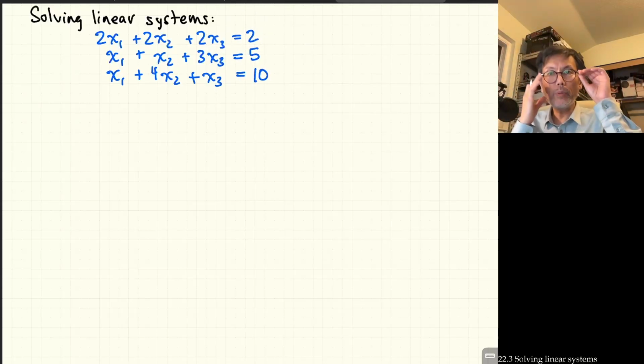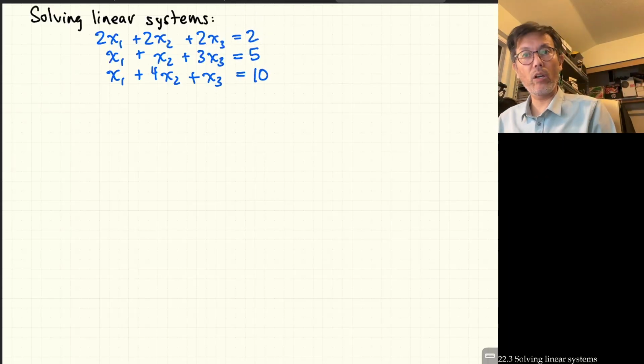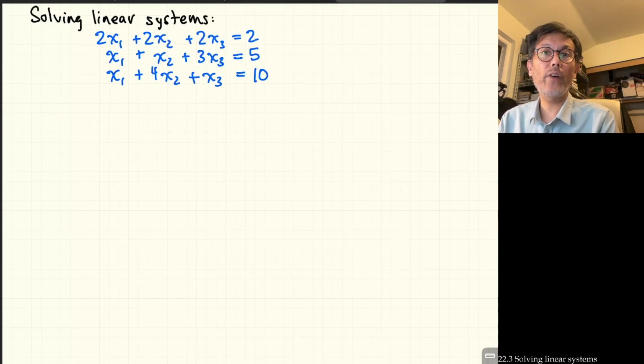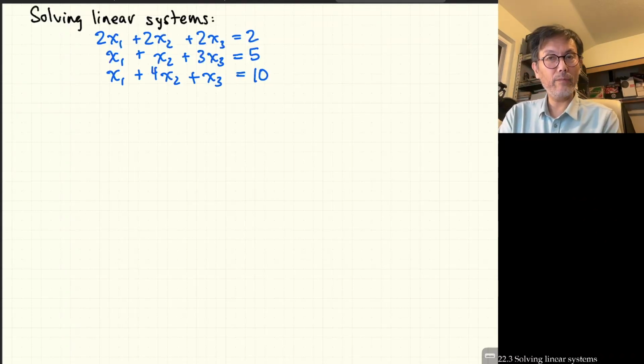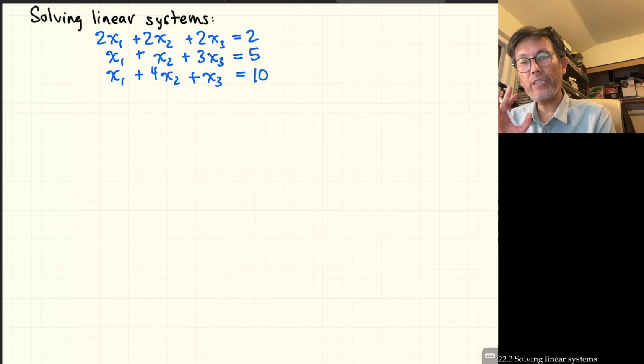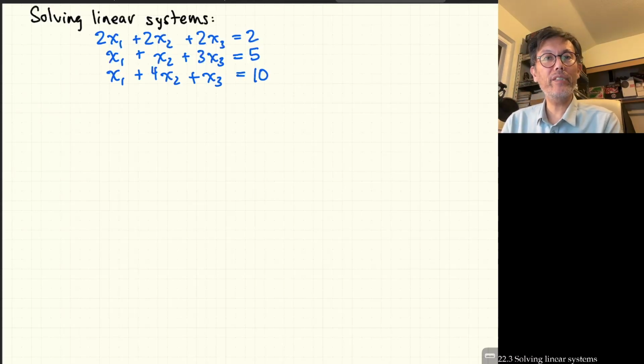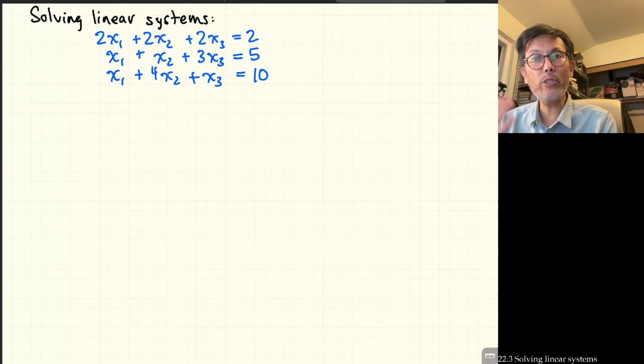So you probably learned at some point how to solve these kinds of things. What we're hunting for in trying to solve this is to find numbers x1, x2, and x3 which solve all three of these equations simultaneously. Now there's a technique for re-representing this as a matrix equation. Let me show you that.